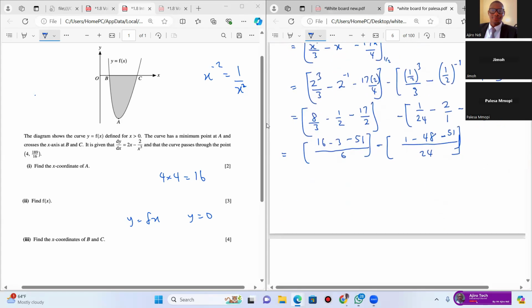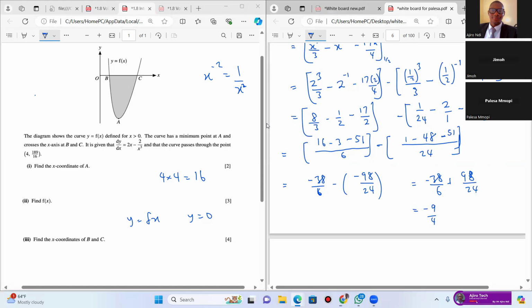So now this one will give us minus 54 plus 16, that is minus 50 plus 12, minus 38. Minus 38 over 6, minus 50 minus 98, negative 98 minus 48, over 24, 51. So if I divide this, minus 38 over 6 plus 98 over 24, we get negative 9 over 4.